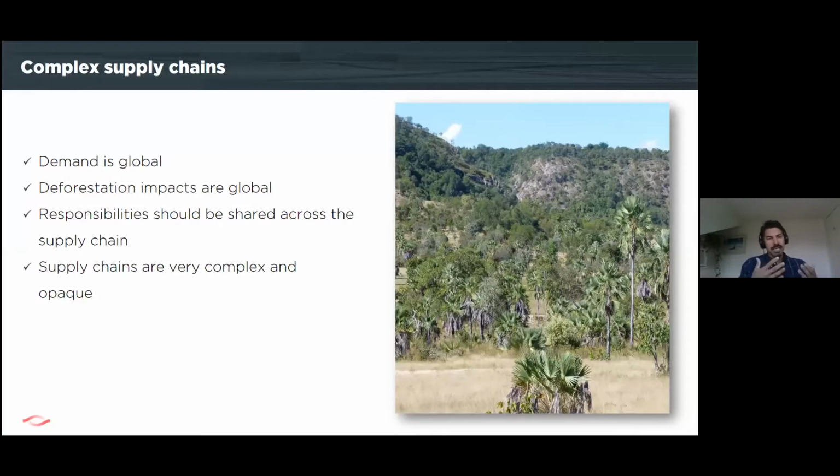So if the demand for those commodities is global, then the deforestation impacts, the loss of biodiversity, and the CO2 emissions related to the deforestation are also impacting a global scale. So we think that the responsibilities for those impacts should also be shared across the supply chain, not just on the producing side, but also on the demand side that is actually behind the demand as well.